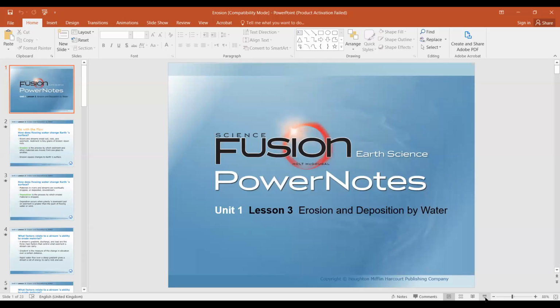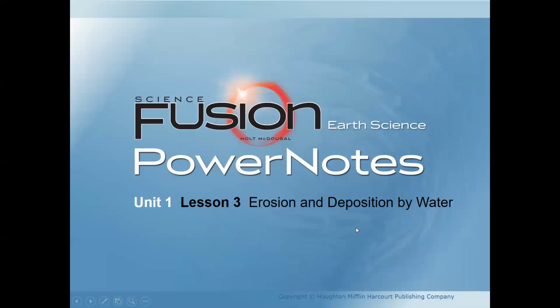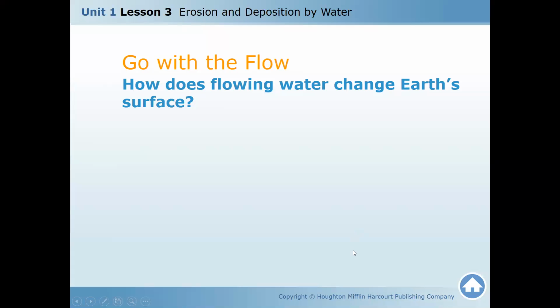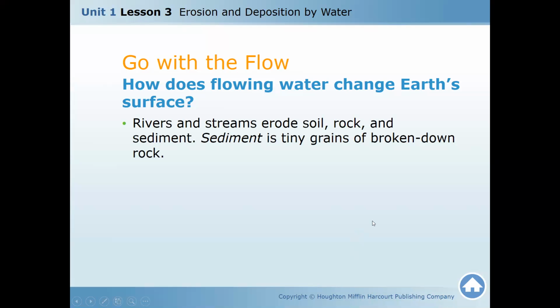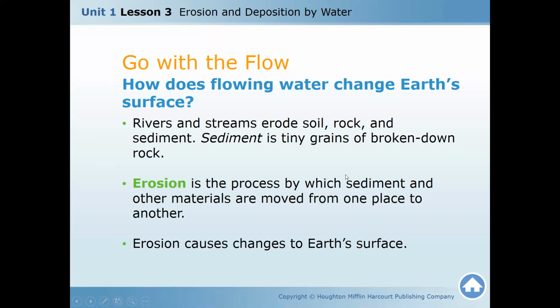One minute. Let me share a PPT. So what is erosion? How does flowing water erode? We are talking about erosion and deposition by water only. I know it's also by air, by wind, but we will speak about erosion and deposition by water. Rivers and streams erode soil, rocks, and sediments. What are sediments? Tiny grains of broken down rocks.